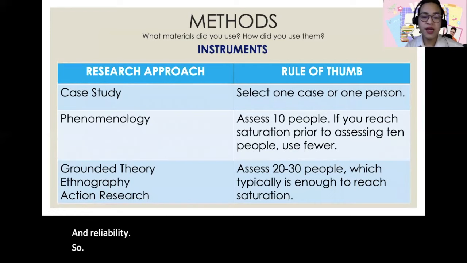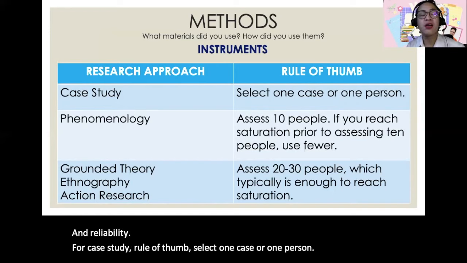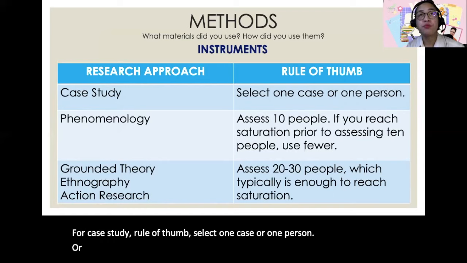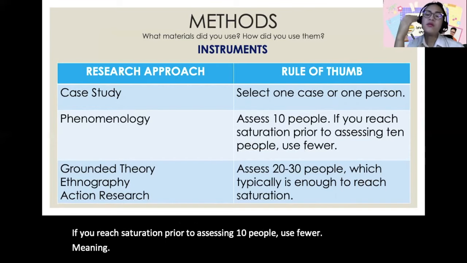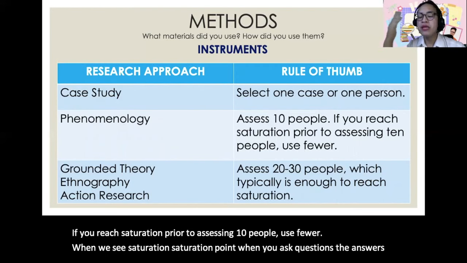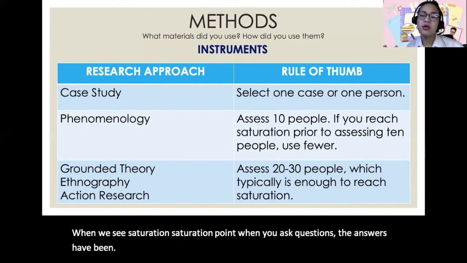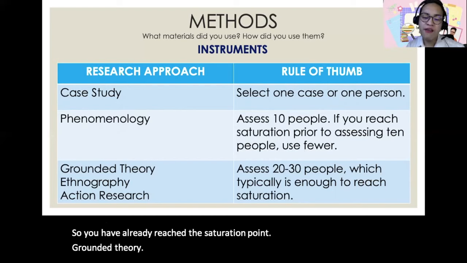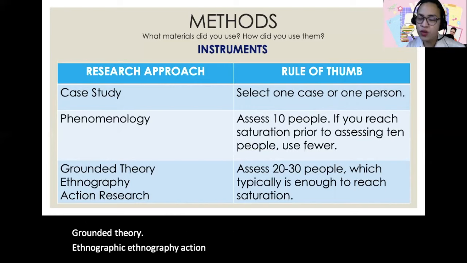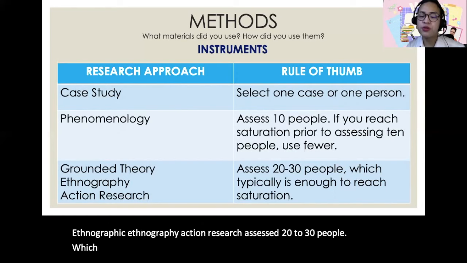So, for case study, rule of thumb, select one case or one person, or one group of people. Phenomenology, assess 10 people. If you reach saturation prior to assessing 10 people, use fewer. Meaning, when we say saturation point, when you ask questions, the answers have been given repeatedly, so you have already reached the saturation point. Grounded theory, ethnography, action research, assess 20 to 30 people, which typically is enough to reach saturation.